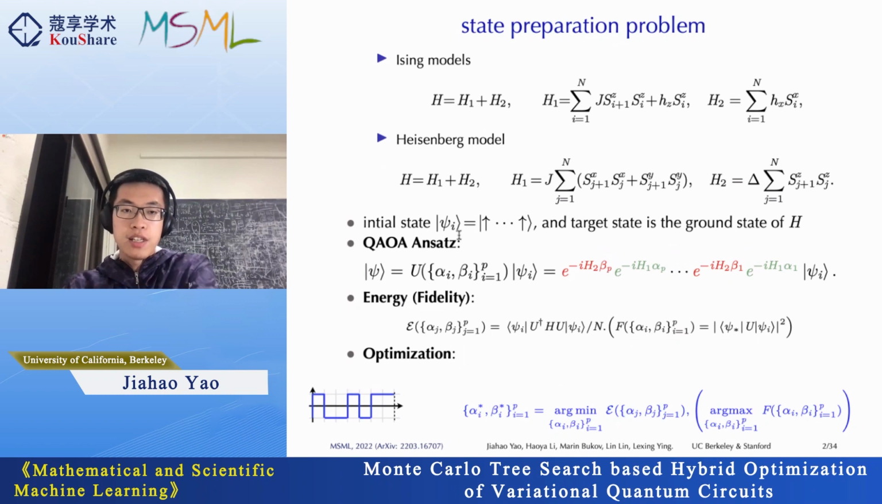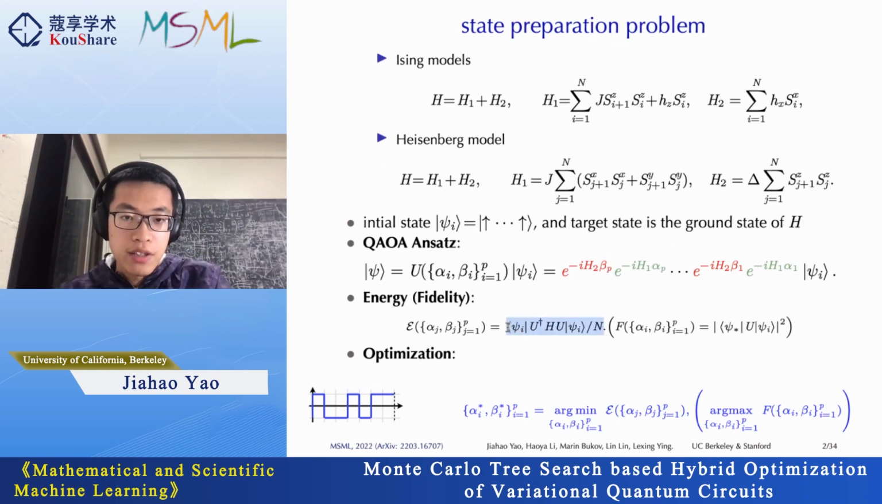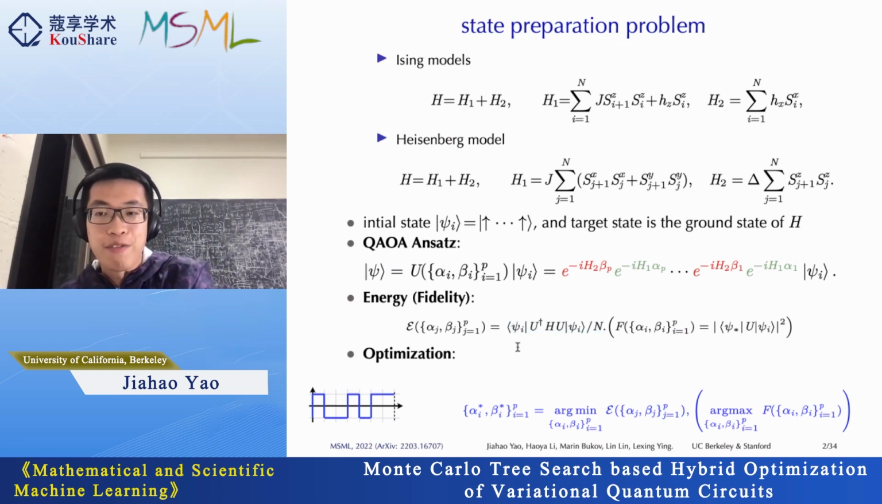The QAOA ansatz is shown here. It alternates between the two Hamiltonians H1 and H2 for P steps. The energy or the fidelity are the quantities we care about. The energy is defined as the expected energy, and the fidelity is the overlap between the two quantum states, the target quantum state and the evolved quantum state. For the optimization, we try to minimize the energy or maximize the fidelity.